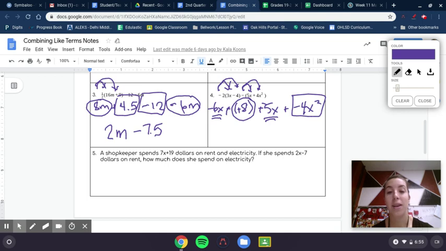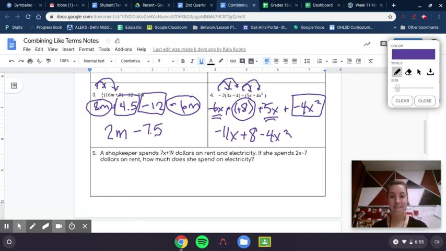So 6x plus 5x is going to be negative 11x because I keep the sign of the bigger number and they're both negative, so it's going to be a negative 11x. My 8 can't combine with anything, so I'm just going to bring it down and say plus 8. And my negative 4x squared can't combine with anything, so I'm just going to bring it down and say minus 4x squared, or negative 4x squared, however you want to do it.